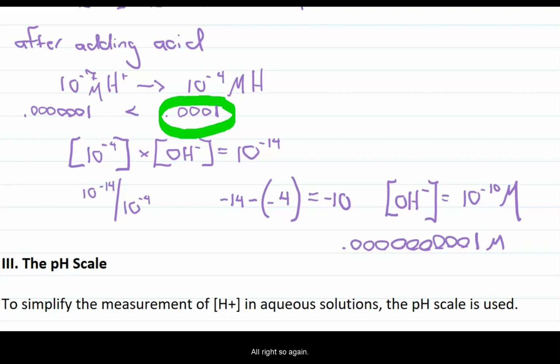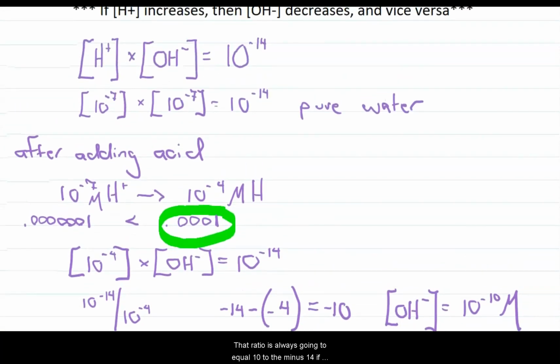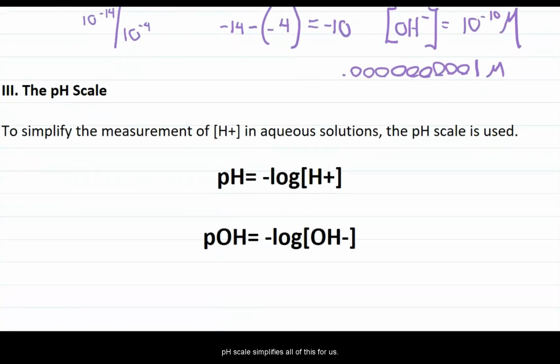So again, that ratio is always going to equal 10 to the minus 14 if you multiply your concentration of your hydrogen ions times your concentration of your hydroxyl ions. This, again, is only for our aqueous solutions. Now this all brings us down to the pH scale, because this is starting to get pretty complicated. The pH scale simplifies all of this for us.